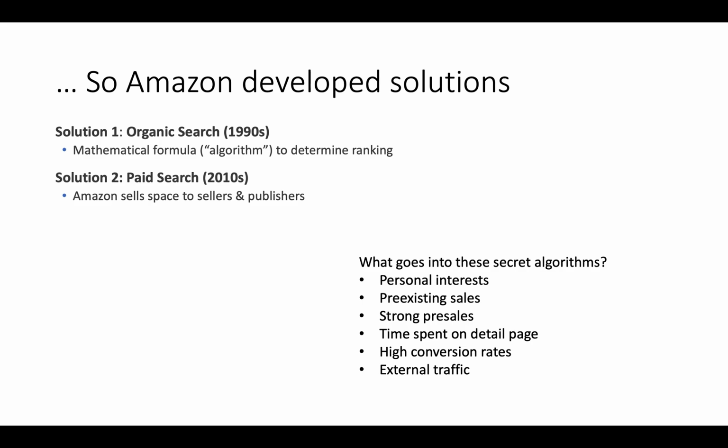And then finally, another thing that helps to boost your organic ranking is external traffic. I heard this directly from someone at Amazon. So if you have a website or social media campaign that's driving people to a certain detail page on Amazon, that will impact the algorithm in positive ways.